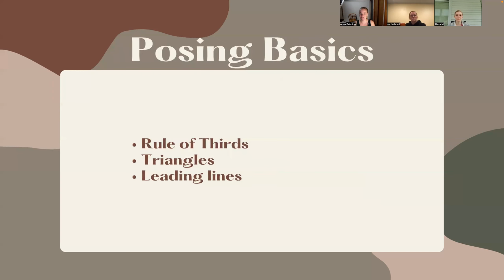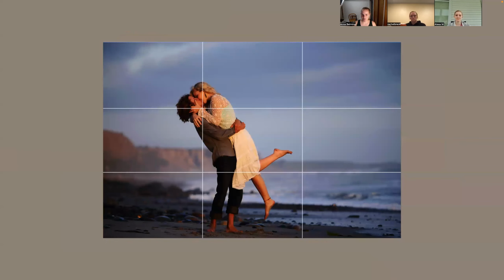Okay, so here's where we get into posing basics, but it's kind of also composition. There's 6 or 7, it depends on who you ask, rules of composure for a photographer, okay? And the 3 that I'm going to talk about, because these are the 3 that I really look for in my posing, is the rule of thirds, triangles, and leading lines. Let's talk about it. So the first one, rule of thirds.